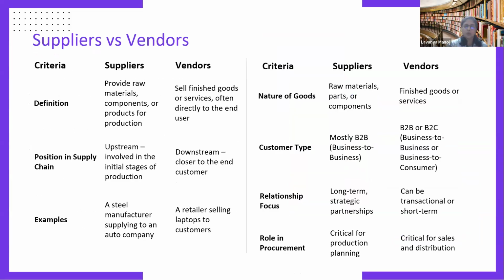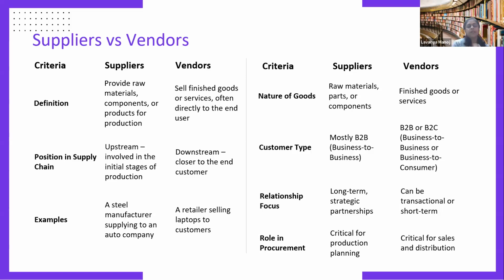Now, let's have a closer look at the supplier versus vendor difference. There are more differences under a few criteria. First, let's start with the definition. So, who is a supplier? They provide raw materials, components, or products for production, whereas vendors, they sell finished goods or services, often directly to the end users.